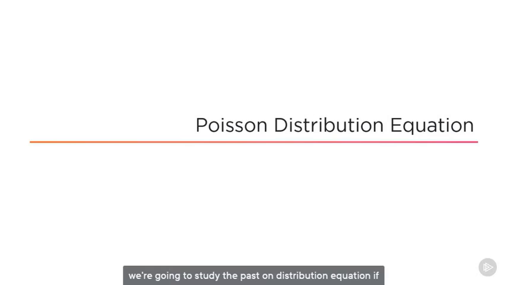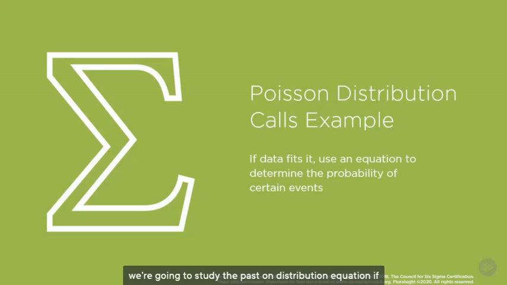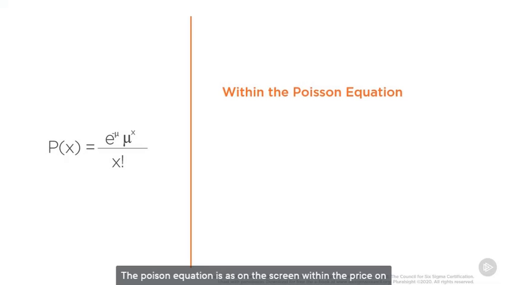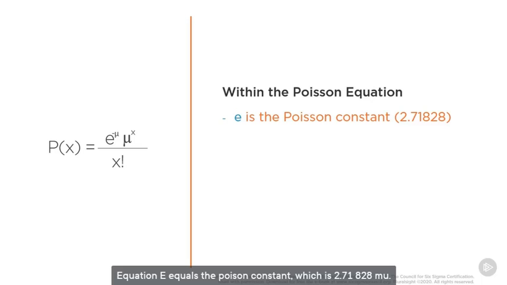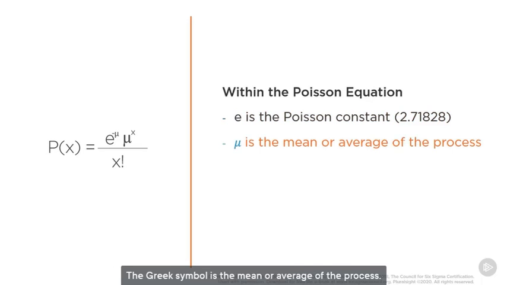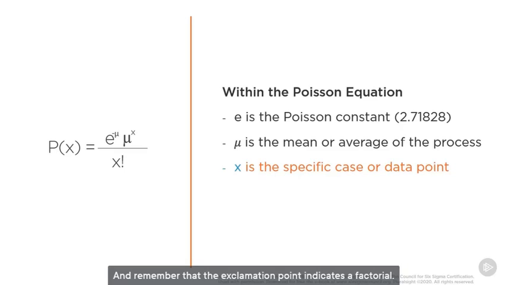In this video, we're going to study the Poisson distribution equation. If data fits the Poisson distribution, you can use an equation to determine the probability of certain events. The Poisson equation is as on the screen. Within the Poisson equation, e equals the Poisson constant, which is 2.71828. Mu, the Greek symbol, is the mean or average of the process. X is the specific case or data point. And remember that the exclamation point indicates a factorial.